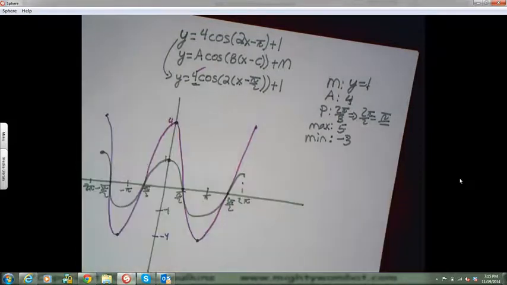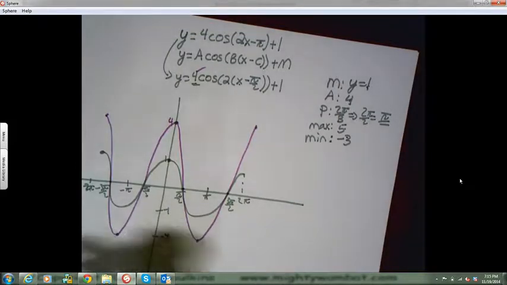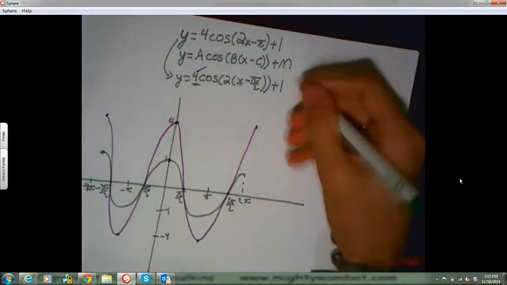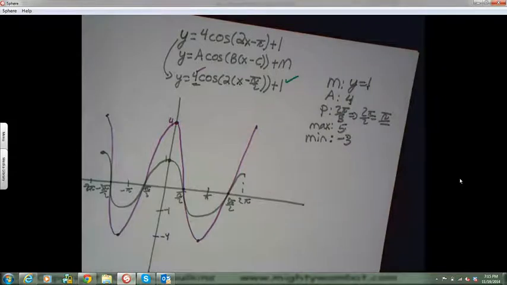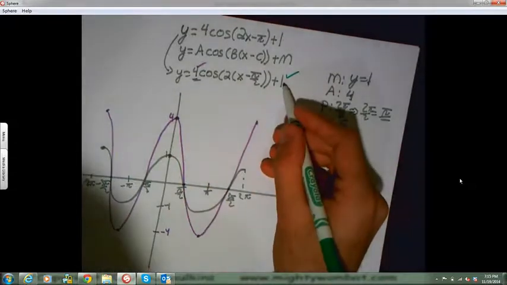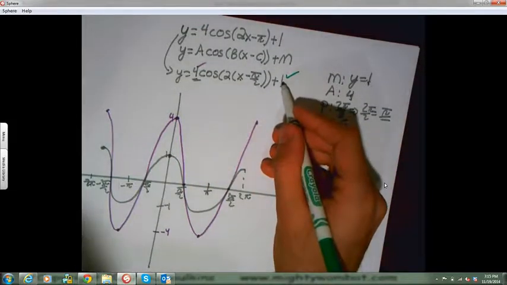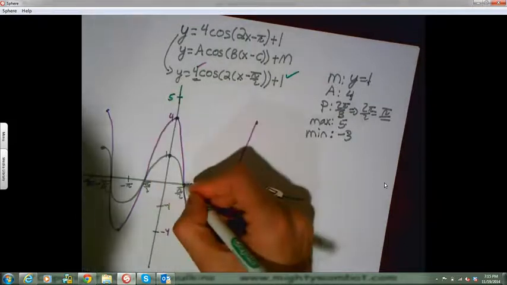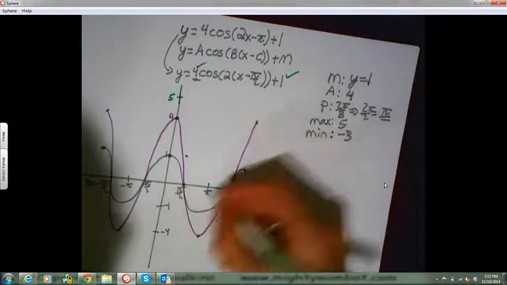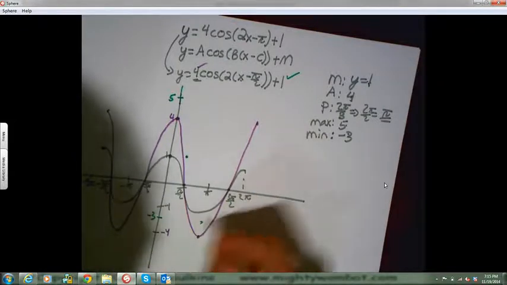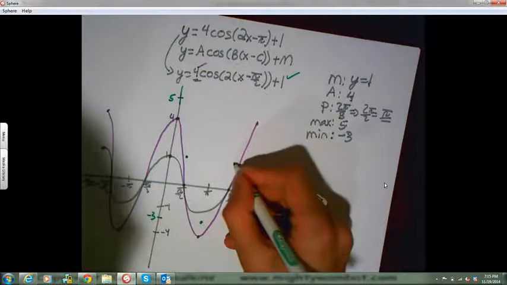Now I'm going to take care of the plus 1. Let's do this in green. Remember, the plus 1 is a shift up vertically by 1. The 4 was a vertical stretch, so it multiplied the y-coordinates by 4. Now this is a vertical shift up, so I'm going to add 1 to every y-coordinate. The 4 goes up to a 5. The 0 goes up to a 1. The negative 4 goes up to a negative 3. The 0 goes up to a 1. And the 4 goes up to a 5.